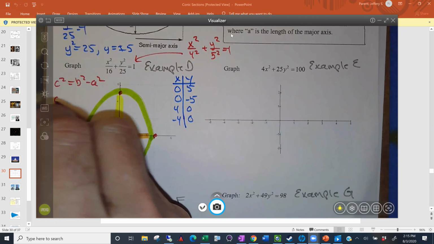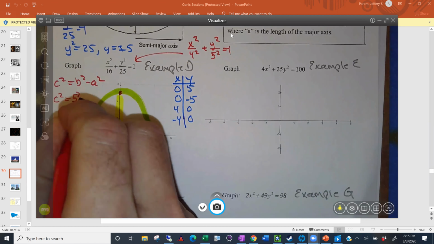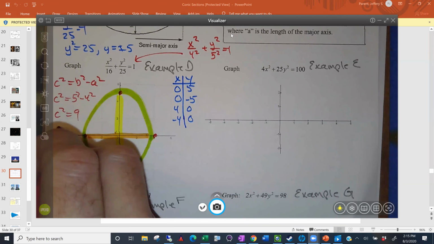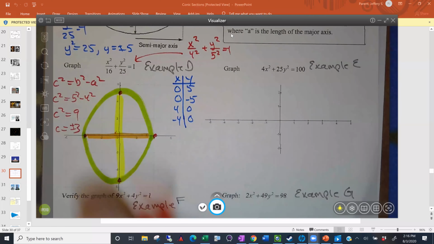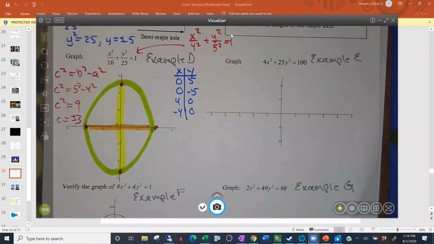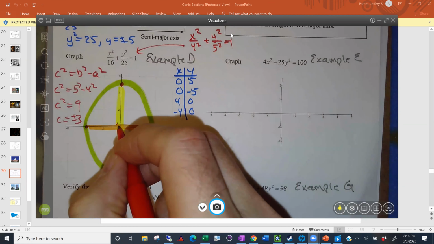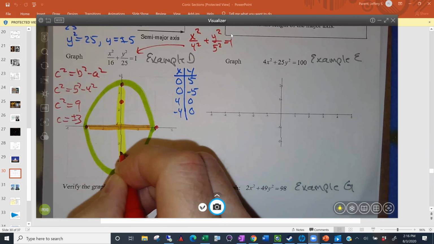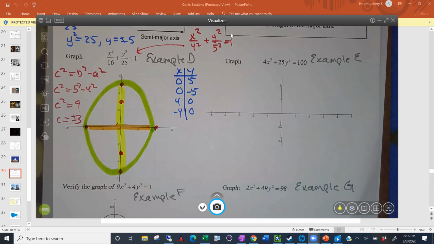And if I do c squared equals 5 squared minus 4 squared, I end up with c squared is 9. So c equals plus or minus 3. And that's going to help me find my foci, which are going to be 3 away from the center along the major axis.